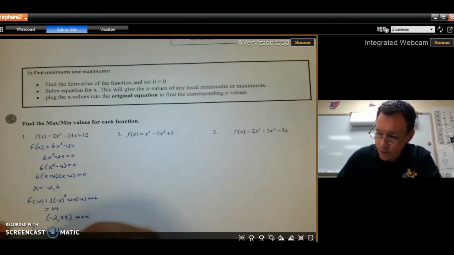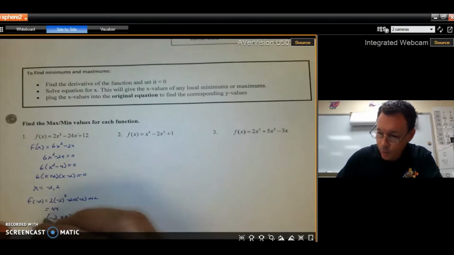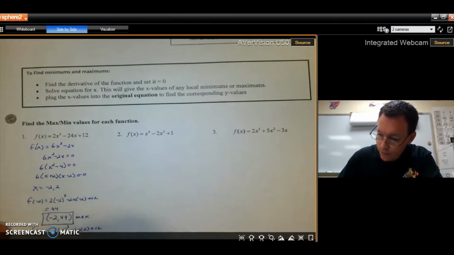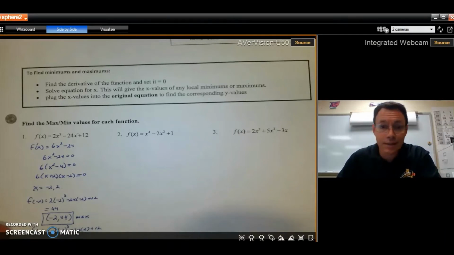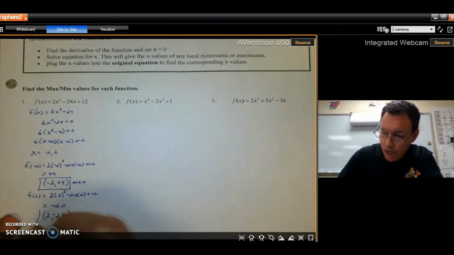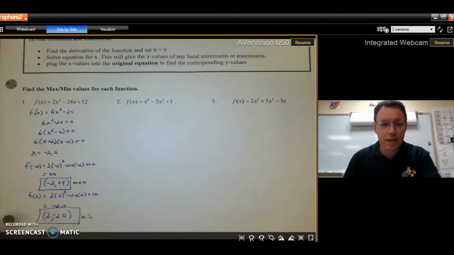So 2 cubed minus 24 times 2 plus 12. And again, plug that all in your calculator, simplify, and you're going to get negative 20 as an answer. So the point 2, negative 20 is going to be one of my points. That's probably going to be a minimum value since we're all the way down at negative 20.